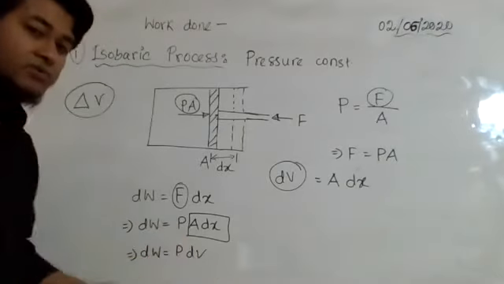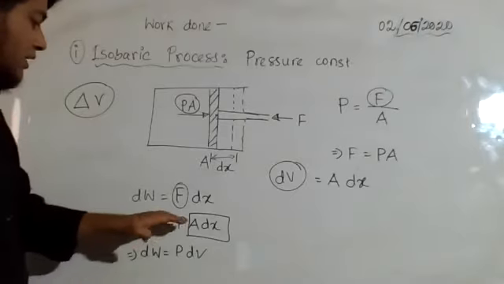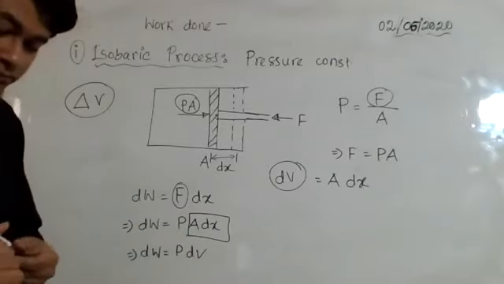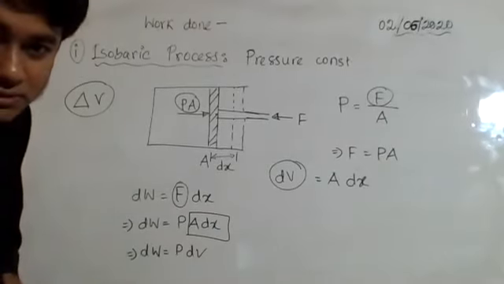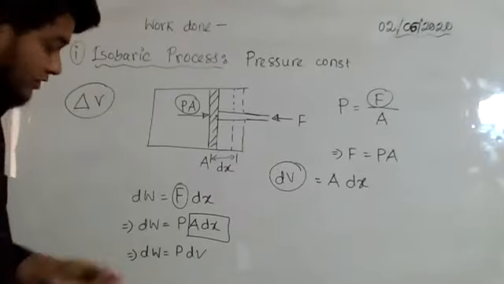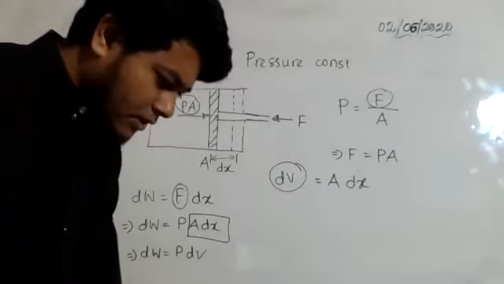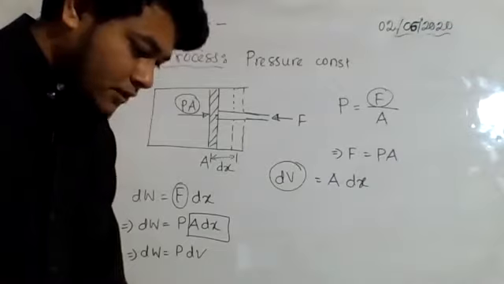Understanding this line is very important. Does anyone have any doubt about how I got P dV from P A dx? Area into height is what? Area into height is volume. Okay. Anybody has any doubt? No, sir. Okay, very good.